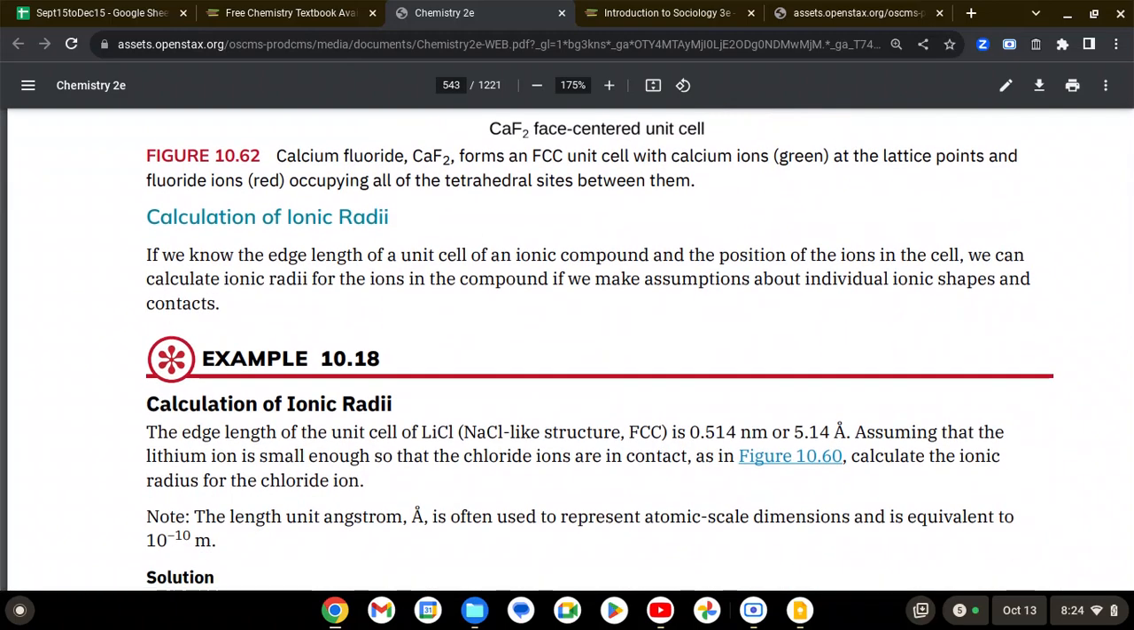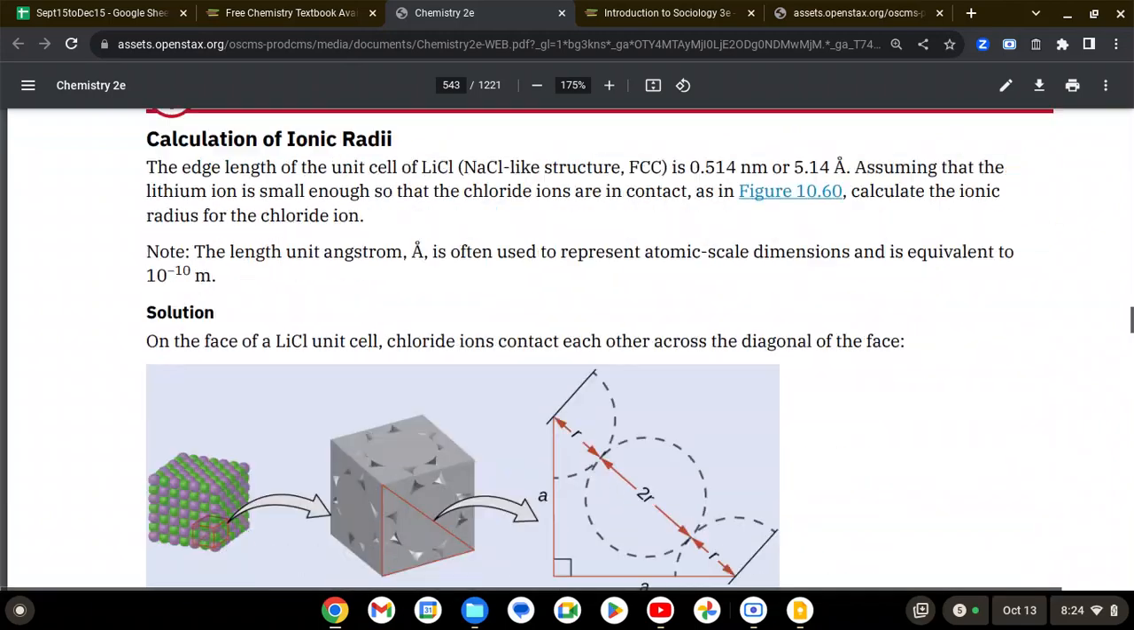Calculation of ionic radii. If we know the edge length of a unit cell of an ionic compound and the position of the ions in the cell, we can calculate ionic radii for the ions in the compound if we make assumptions about individual ionic shapes and contacts.